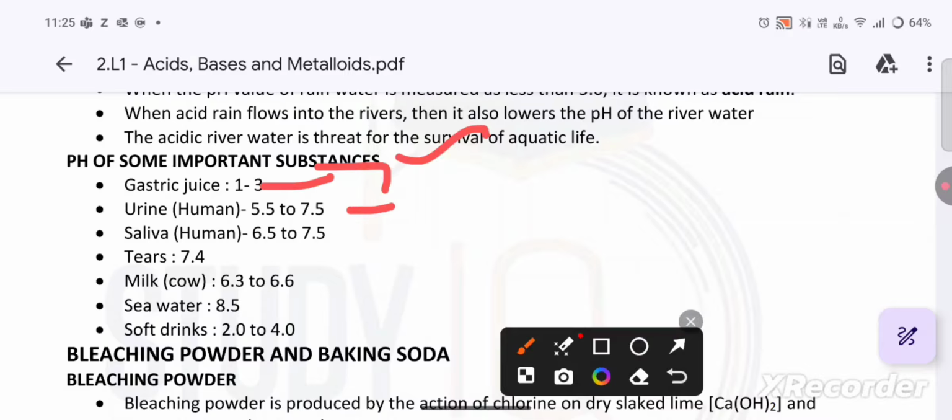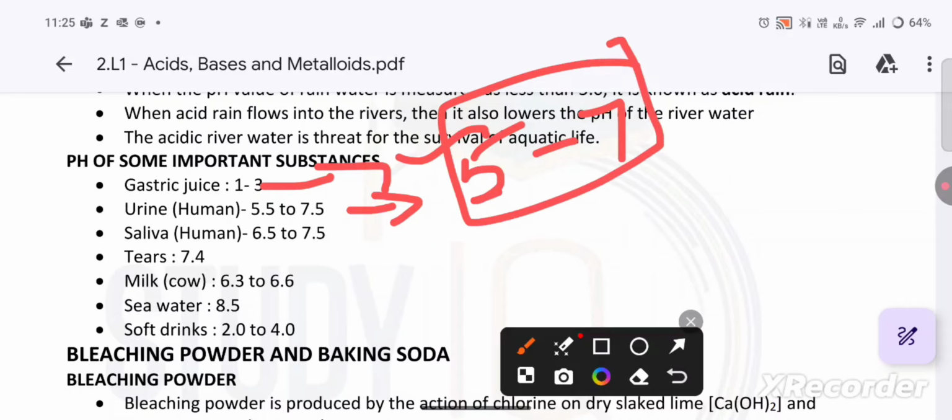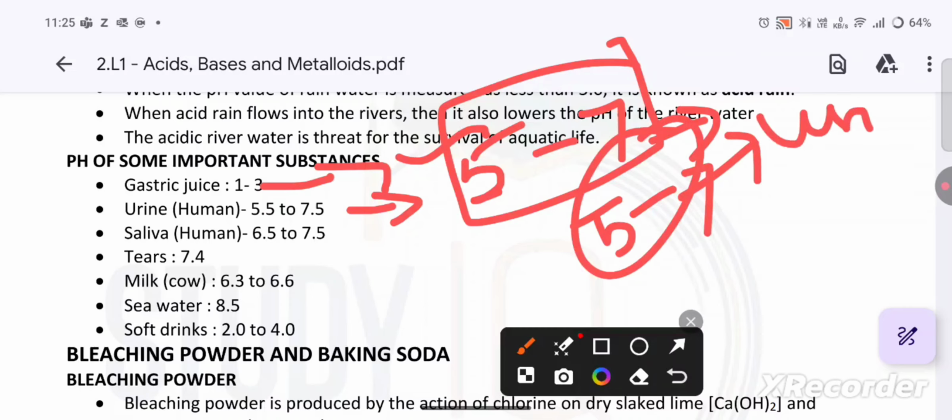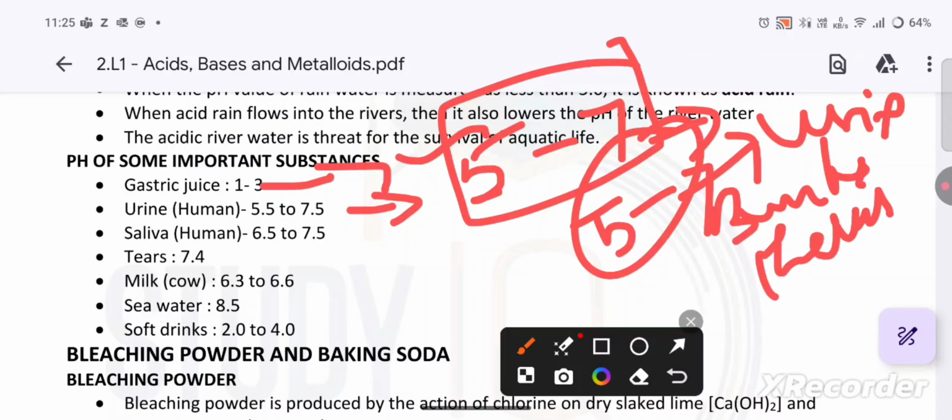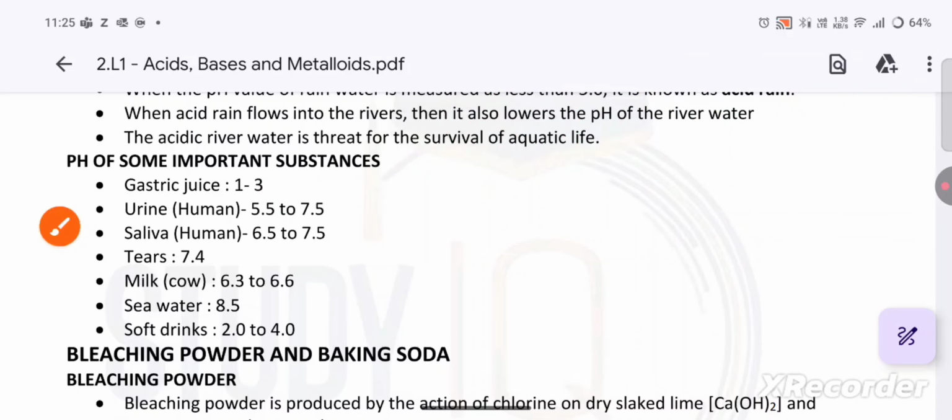Urine, 5.5 to 7.5. Okay. How can we memorize it? 5.5 to 7.5. That means per day we can go 5 to 7 times for urine, or in the evening, in special class 5 to 7, we can usually go for urine and bunk the class. That is very common, right?